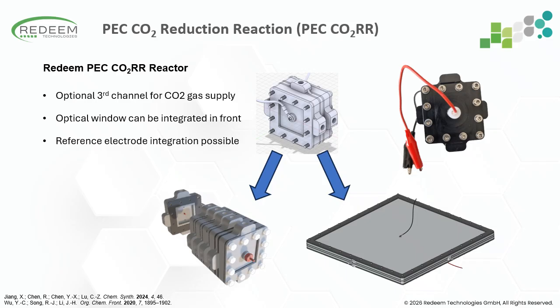And for CO2 reduction, the reactor also supports an optional third flow channel, allowing direct CO2 gas delivery in addition to the two liquid electrolyte channels. So this enables both dissolved CO2 and also gas-fed operation within the same platform. Another feature is the adjustable interelectrode gap, which can be varied from a true zero gap operation to approximately 1 centimeter, and this allows for optimization of the reactor geometry for your reaction.